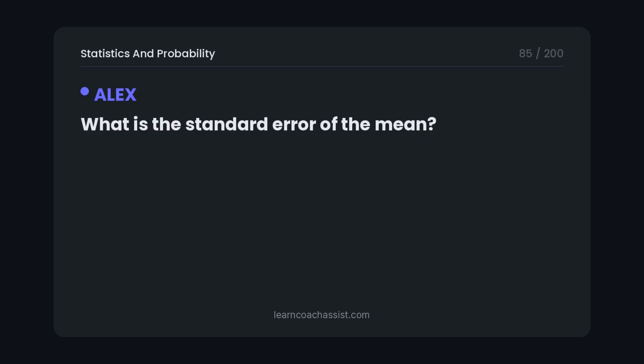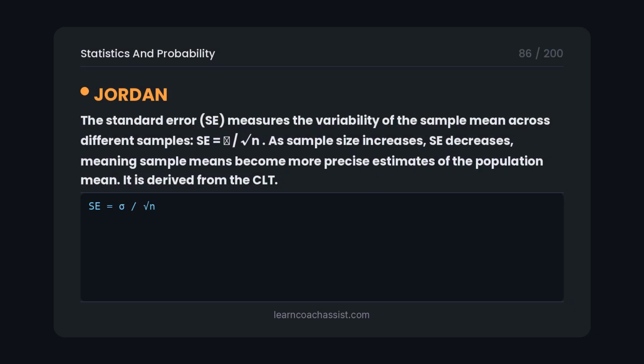What is the standard error of the mean? The standard error, SE, measures the variability of the sample mean across different samples. SE = σ/√n. As sample size increases, SE decreases, meaning sample means become more precise estimates of the population mean. It is derived from the CLT.